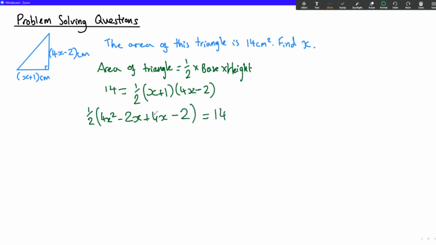Okay, we can actually simplify this middle bit to give us 2x. And now we can half everything. So our 4x squared becomes 2x squared. Our plus 2x becomes plus x. And our minus 2 becomes minus 1. Equals 14. Now, we can't actually solve.